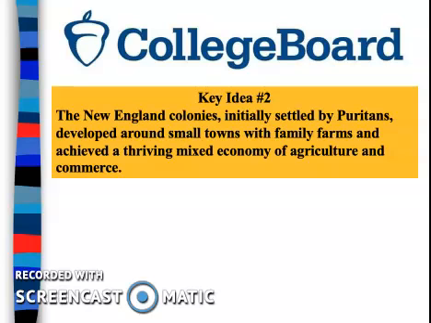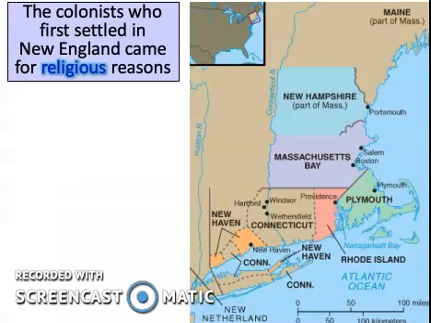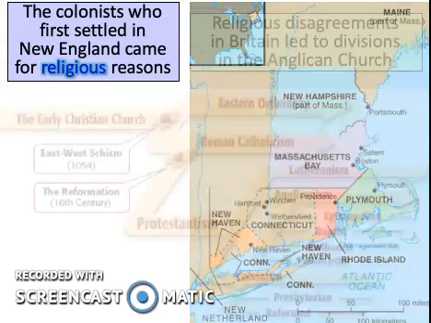The next region that we want to take a look at is the New England region. And what we want to be able to really do is compare and contrast this to the Chesapeake region. So our second key idea is the New England colonies, initially settled by Puritans, developed around small towns with family farms and achieved a thriving mixed economy of agriculture and commerce. So unlike the colonists from Jamestown, the colonists who first settled in New England came for religious reasons.